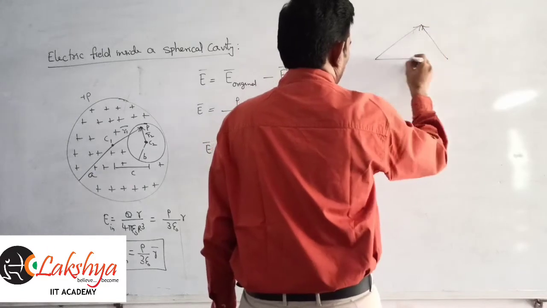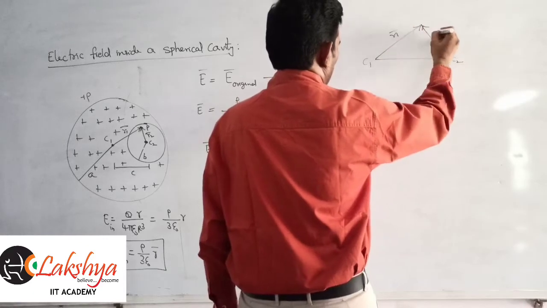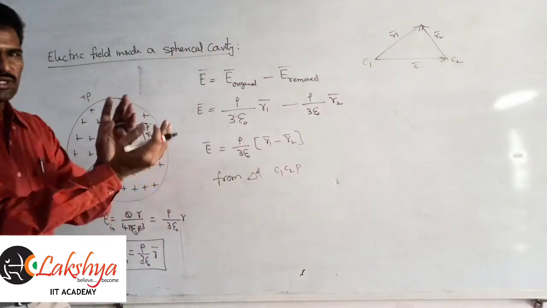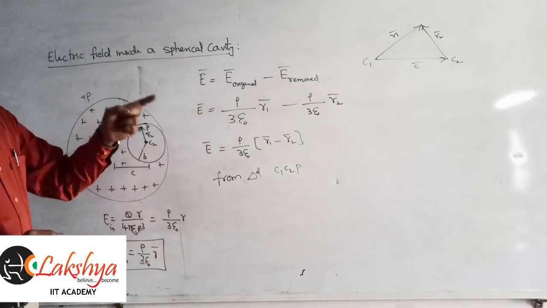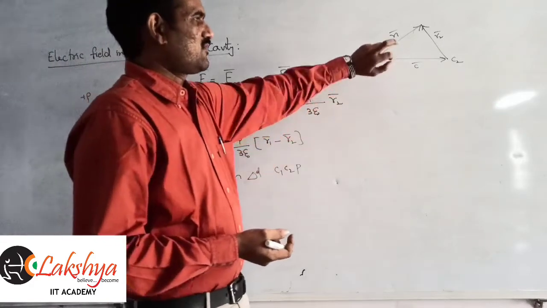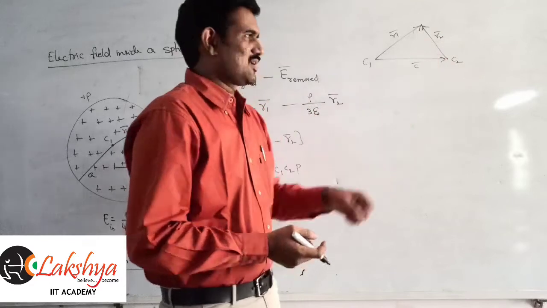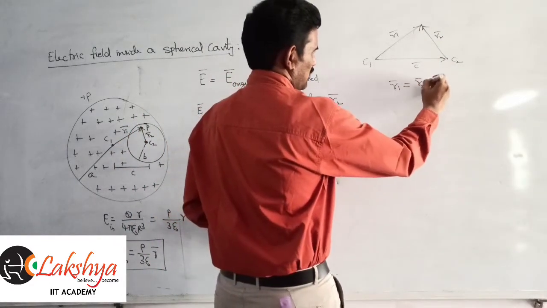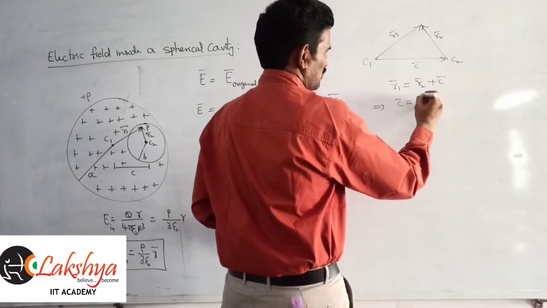This is C1, C2, this is R1 and this is R2. Suppose this vector I am taking as C bar. That C bar direction we are defining from C1 to C2. Now we can observe that if you apply the triangle law for this triangle of vector addition, this is the resultant of these two vectors, because these two vectors are taken in the same order, right? And so I can write R1 bar is equal to R2 bar plus C bar. From this we get C bar is equal to R1 bar minus R2 bar.